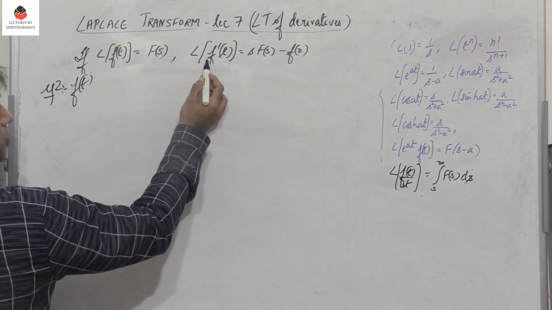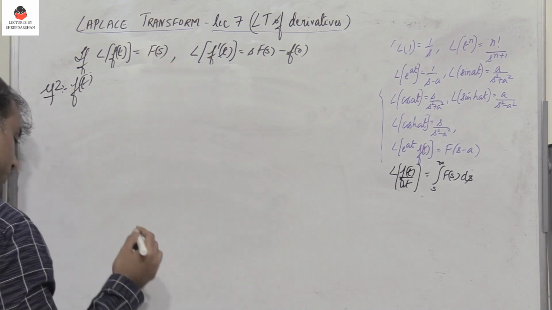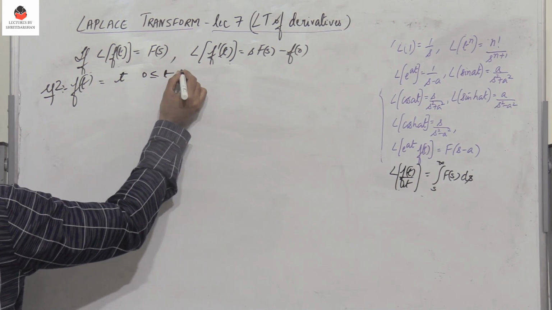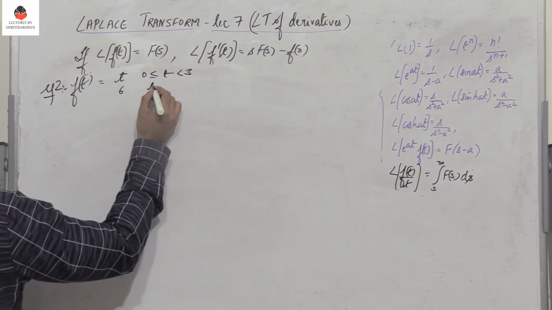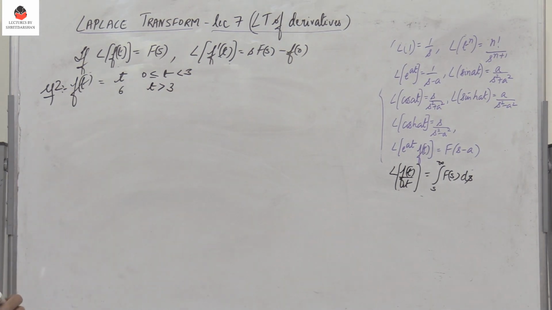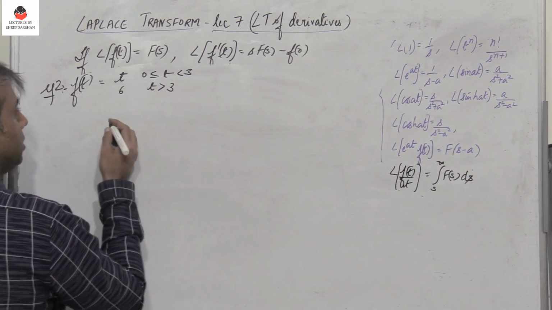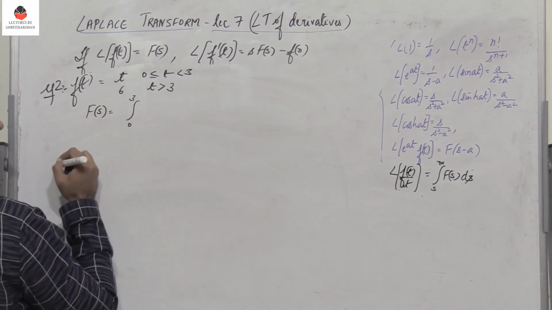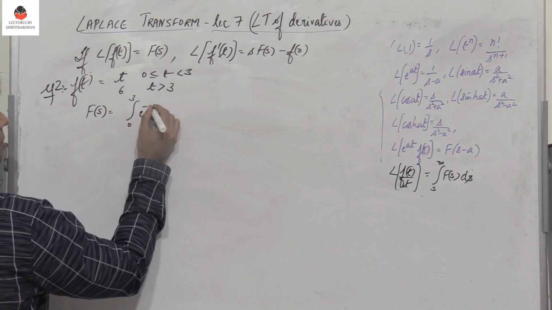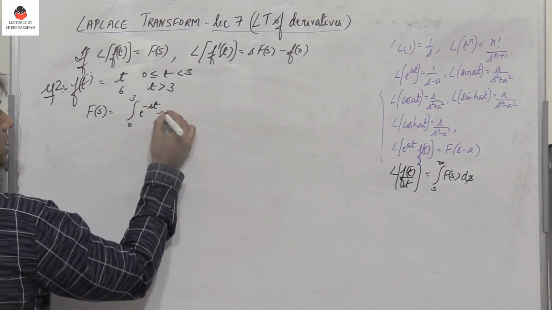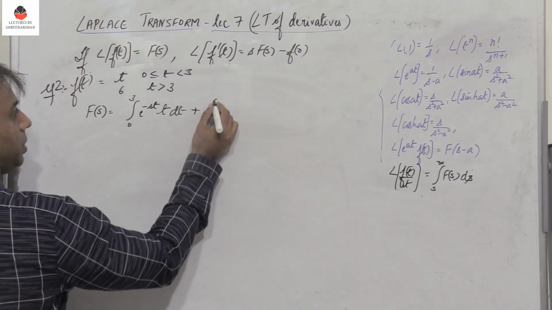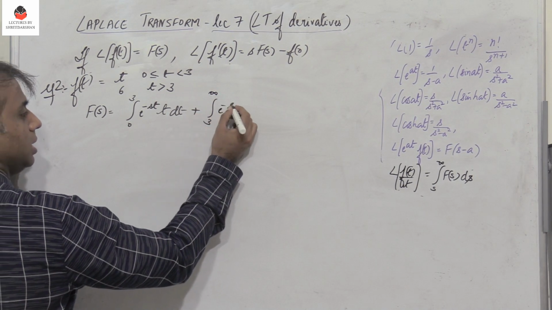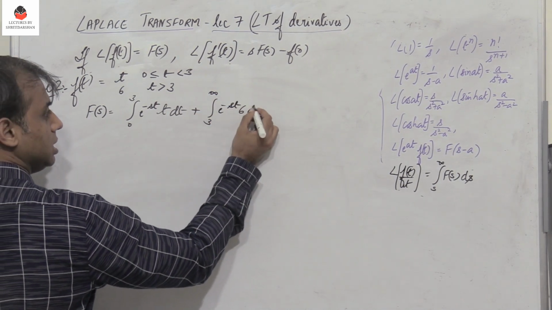Find the Laplace transform of f dash of t if f of t equals t for t varying between 0 and 3, and 6 for t greater than 3. First I need to find F of s. So what is F of s? F of s equals the integral from 0 to 3 of e power minus st times t dt, plus the integral from 3 to infinity of e power minus st times 6 dt.